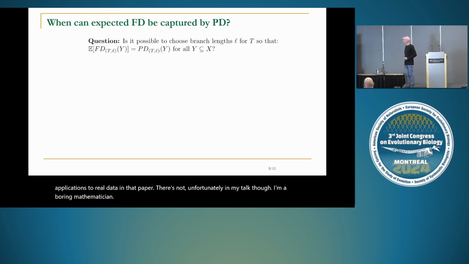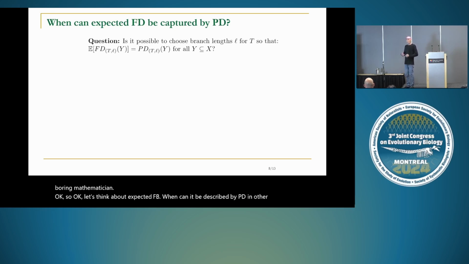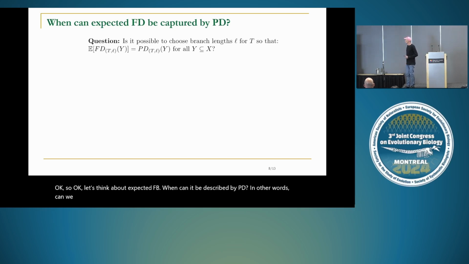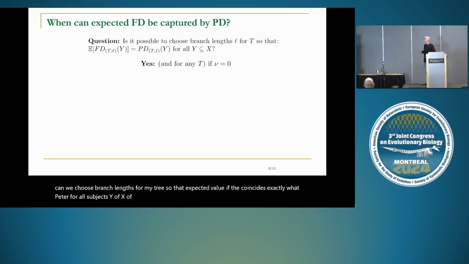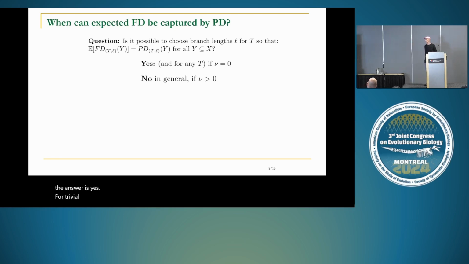Okay, let's think about expected FD. When can it be described by PD? In other words, can we choose branch lengths for my tree so that the expected value of FD coincides exactly with PD for all subsets Y of X? Of course, if the loss rate is 0, then what I said before applies, and the answer is yes, for trivial reasons. But in general, that's not the case.